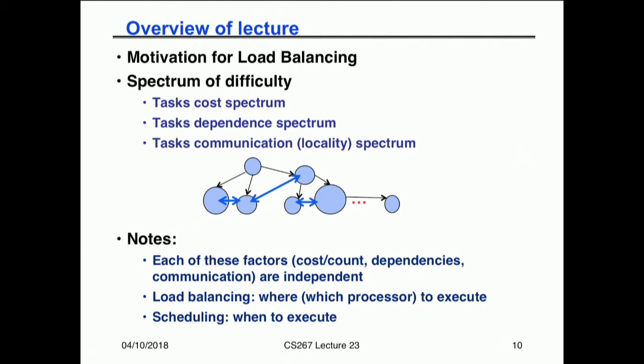Those are the little blue lines. They may only get created based on dependencies. So those are the little black arrows in between them.